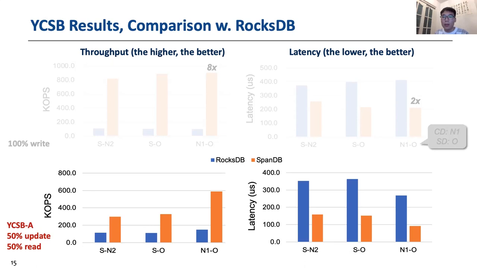The bottom pair of figures have similar configuration, but test YCSB-A. Having 50% reads on such a large database actually slows down overall request processing, as reads cannot be batched. Here, SpanDB's improvement remains significant. With more reads, both systems are more sensitive to the underlying storage hardware, and the N1O combination excels due to N1's lower read latency than S as the CD. Meanwhile, compared with RocksDB, SpanDB has much more performance gain from this device combination.